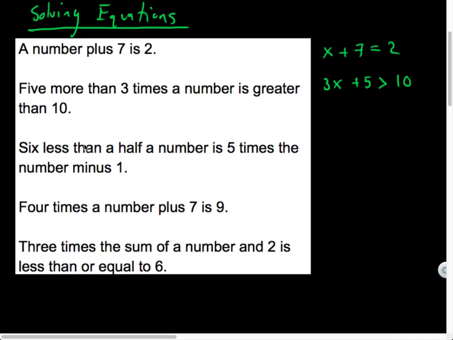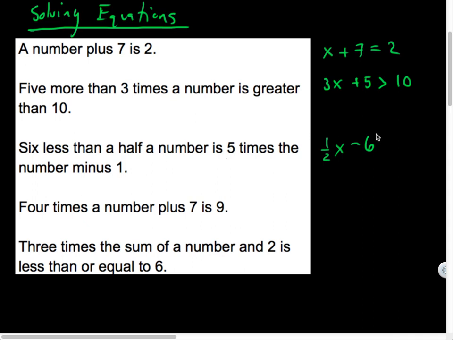Right. So 6 less than something means I'm subtracting 6 from something, and I'm subtracting it from half a number. I could write that as 1/2 x. That's fine. I also could have written that as x over 2. That's another way you could write it. I kind of like the 1/2 x myself, but it doesn't matter in that case.